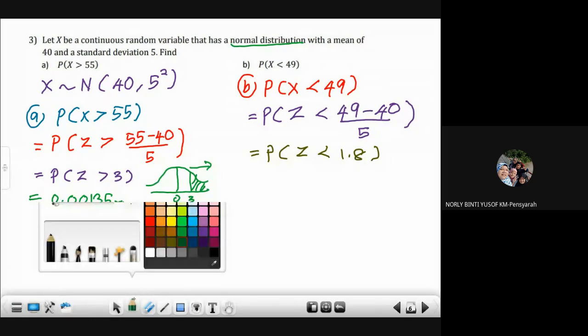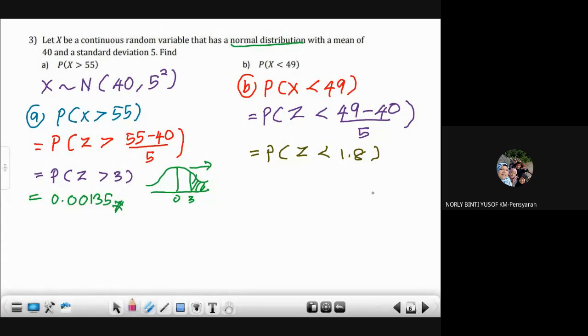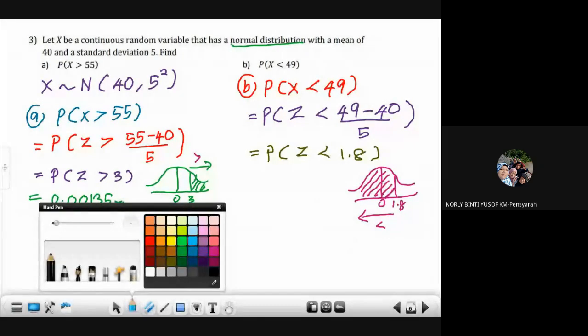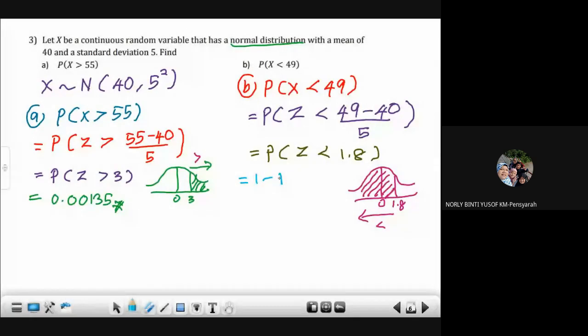Satu kita draw shape normal. Okay, shape normal. Tengah kosong 1.8. So lesser maksudnya ke kiri lah kan. Lesser is to the left. That is lesser. Ni tadi greater lah. So bila lesser, dia langgar line mean 0 kan. So you akan pakai total probability. So 1 minus Z greater than 1.8.